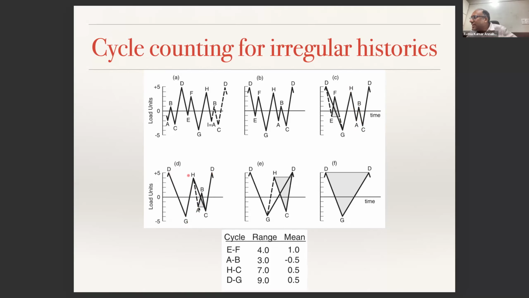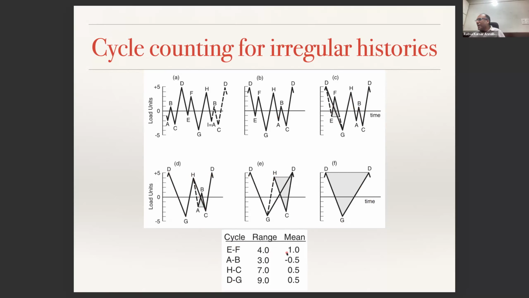Now let us look at DGHCD. Again, I cannot count DG, it is larger than GH, it does not work. GH is larger than HC, does not work. But DC is larger than HC, so I can count the HC cycle. When I count the HC cycle, H will go away, and whatever is remaining is DGD. And DG is equal to GD, so I can count one more cycle. So here I have counted the first cycle to be EF, second cycle to be AB, third cycle to be HC, fourth cycle to be DG.